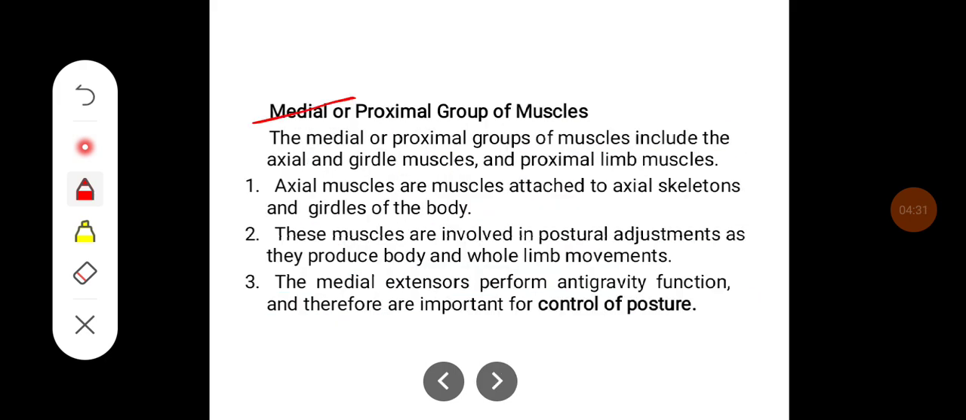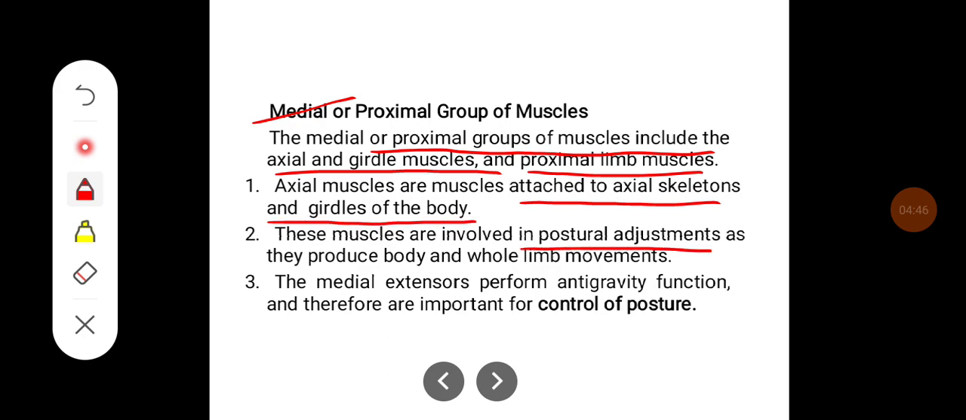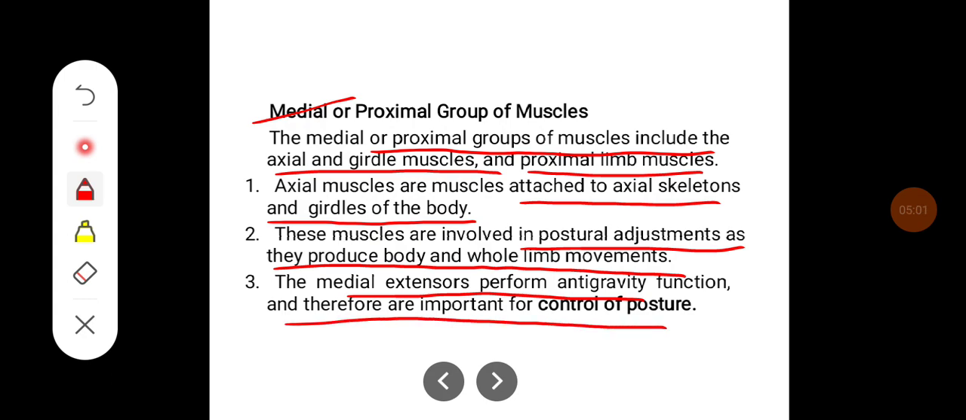Medial or proximal group of muscles. The medial or proximal group of muscles include axial and girdle muscles and proximal limb muscles. Axial muscles are muscles attached to the axial skeleton and girdles of the body. These muscles are involved in postural adjustments as they produce body and whole limb movements. The medial extensors perform anti-gravity functions and therefore are important for control of posture.